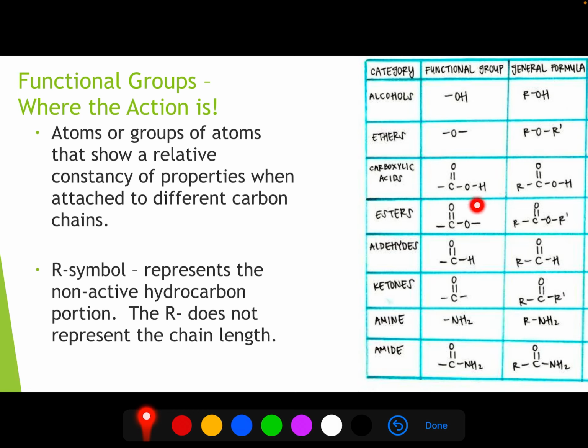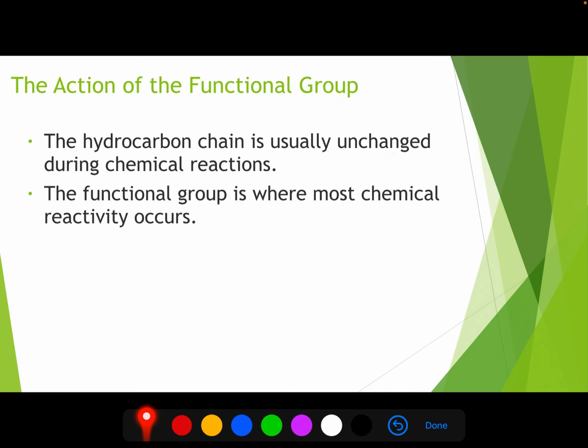In functional groups, you'll often see the letter R, and that's not some special element that we've never heard of before. The R symbol represents a non-active hydrocarbon portion, okay? So it doesn't represent chain length. It can be a chain, it can be really long, it can have branches. There can be several functional groups attached. This R is just where it's attached in.